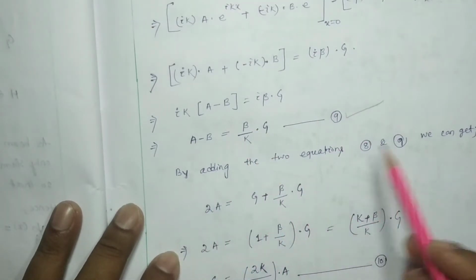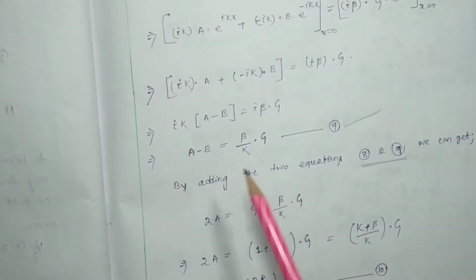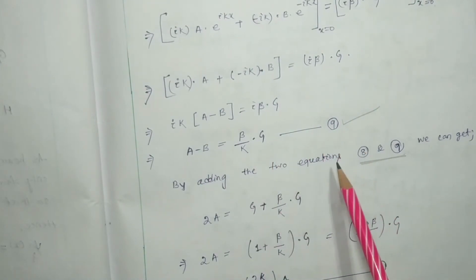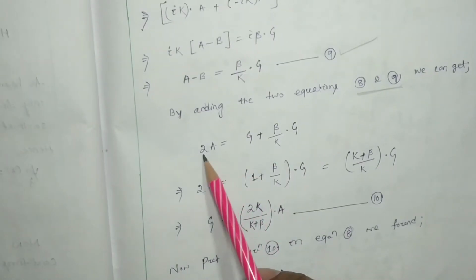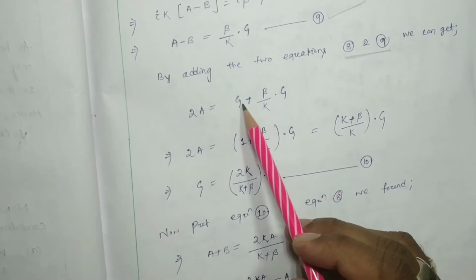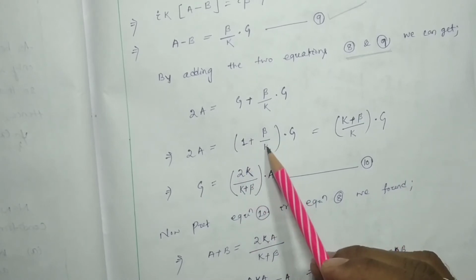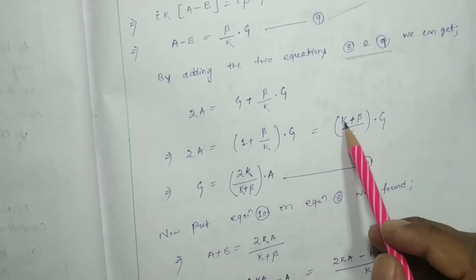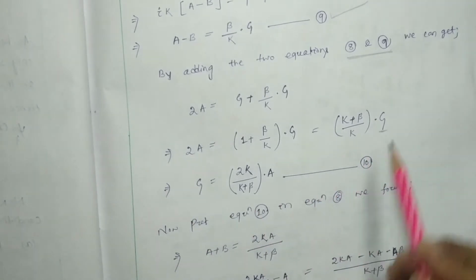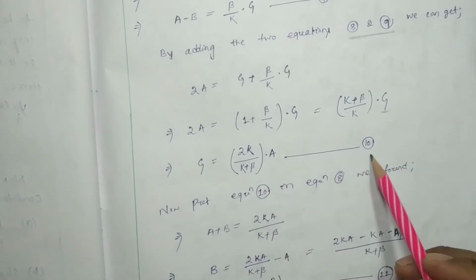By adding the two equations, that is equation number 8 and 9: in equation number 8 we found a plus b equal to g, here we found a minus b equal to beta by k into g, and we add both equations and find 2a equal to g plus beta by k into g. g can be taken common from these two terms, and it will be 1 plus beta by k into g, which is k plus beta by k into g, or g can be written as 2k by k plus beta into a. Let it be equation number 10.